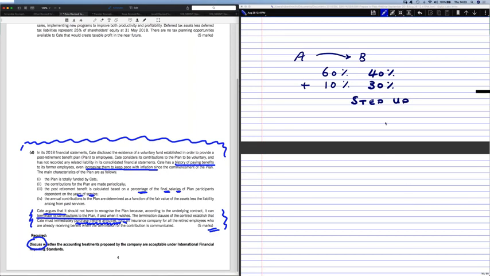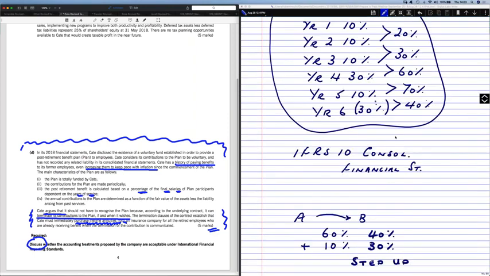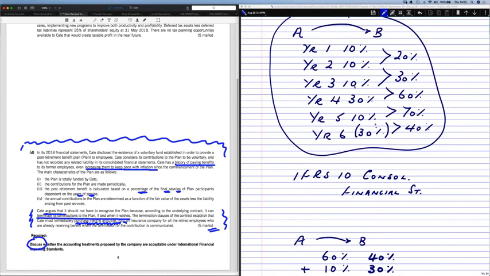Good. So let me go back here before we start looking at a little question. I'm going to say in year one, if A acquires 10% in B, what's the relevant accounting standard? If A acquires 10% of B in year one, what's the relevant accounting standard? And don't just come in straight away. Think about it. Think about it. Think about it.